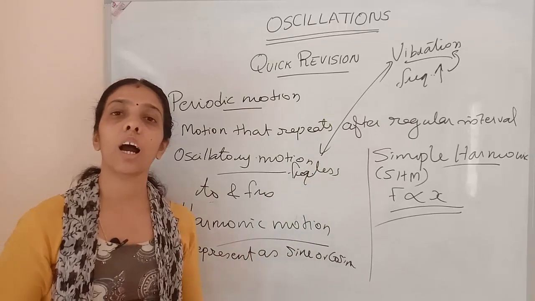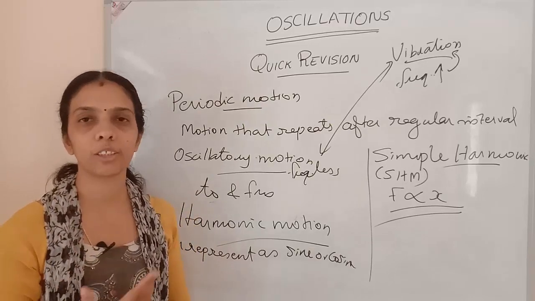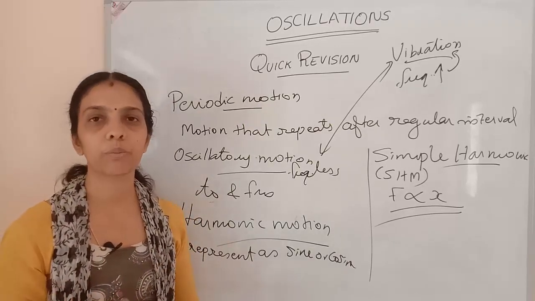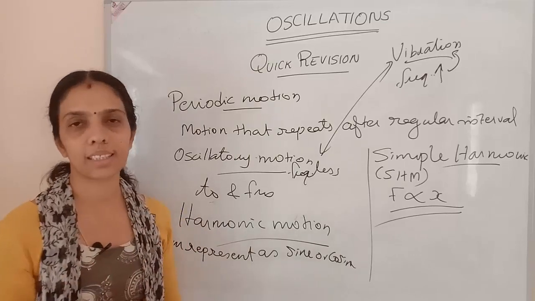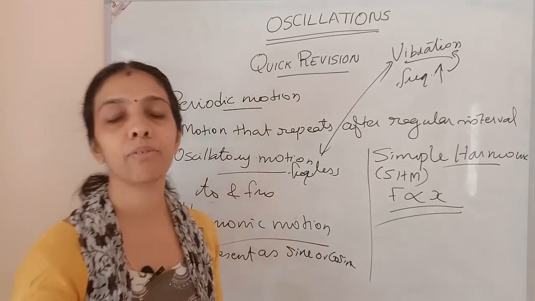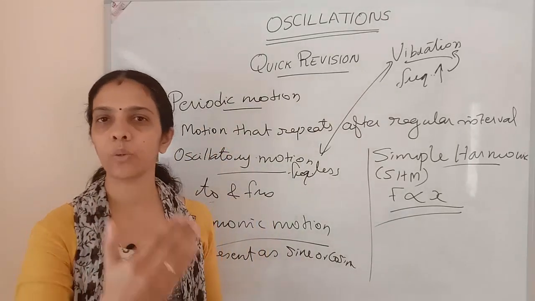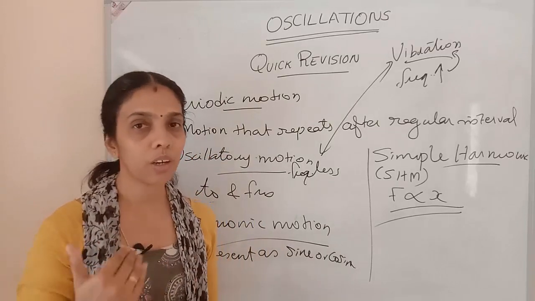Now, how can we represent periodic motion, oscillatory motion, or simple harmonic motion in a mathematical way? I already told that a harmonic motion can be represented as a sine function and cosine function. You should study that expression, as it will be useful for our numerical part.